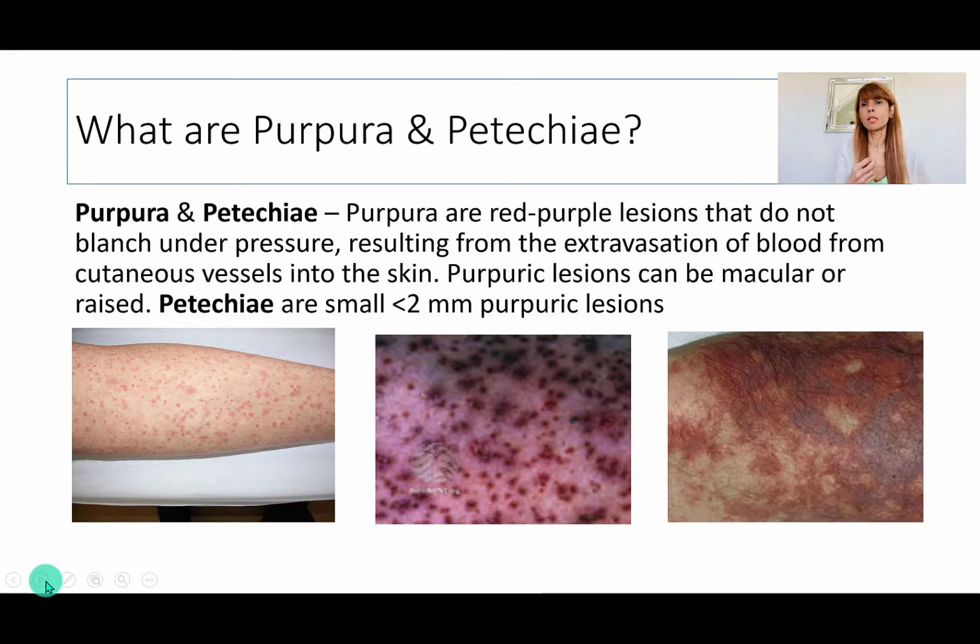So what is purpura? Purpura is basically superficial lesions that do not blanch. So these are red purple lesions that don't blanch under pressure. So when we press the skin, it's just going to stay there. And these are going to result from extravasation of blood from the surrounding cutaneous vessels into the skin. And the purpura lesions are going to basically be flat, or they're going to be a little bit raised. Petechiae are small, less than 2 millimeter purpuric lesions, and petechiae usually are formed as a result of an underlying blood vessel disorder or platelet disorder.